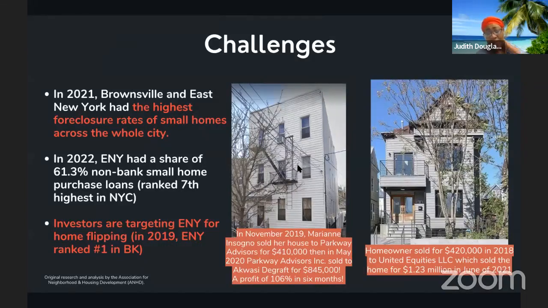Okay, then you have another example where owners sold their property for $420,000 in 2018 to United Equity LLC, Limited Liability Corporation. Rich turned around and sold the home for $1.23 million in June of 2021. Look at the money. Look at when they purchased and look at the money, the profit that they incur.